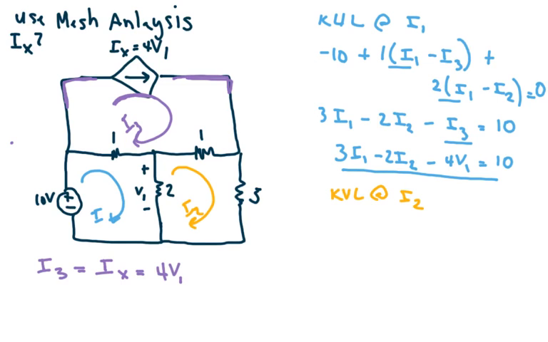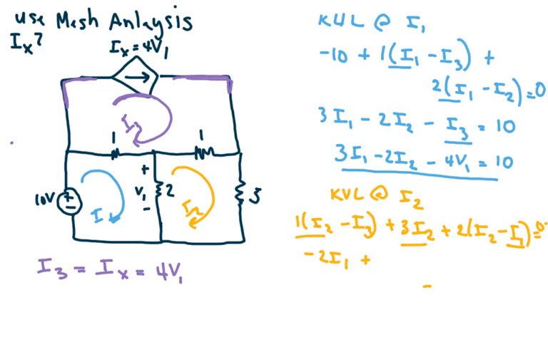And we'll say we have 1 times (I2 minus I3) plus 3I2 plus 2 times (I2 minus I1) equals 0. Again, you can combine your like terms. So we have minus 2I1 plus 6I2 minus I3 equals 0. And of course we know that I3 is 4V1.